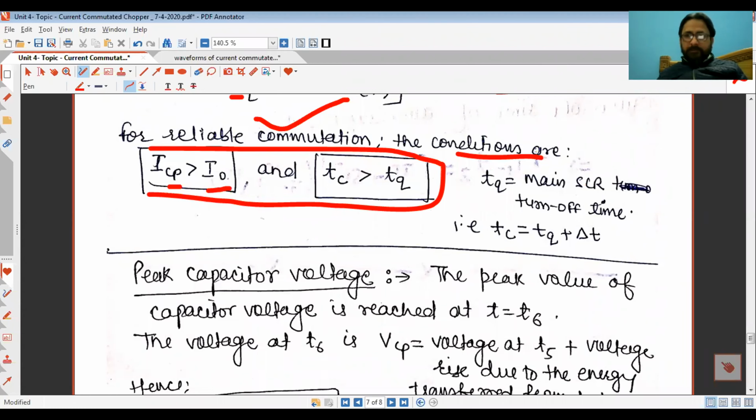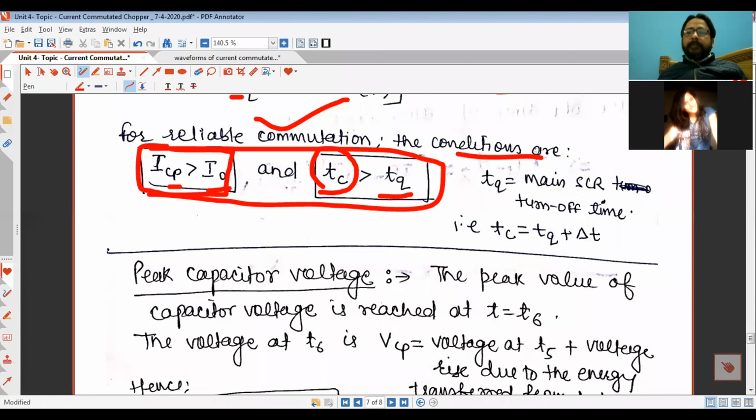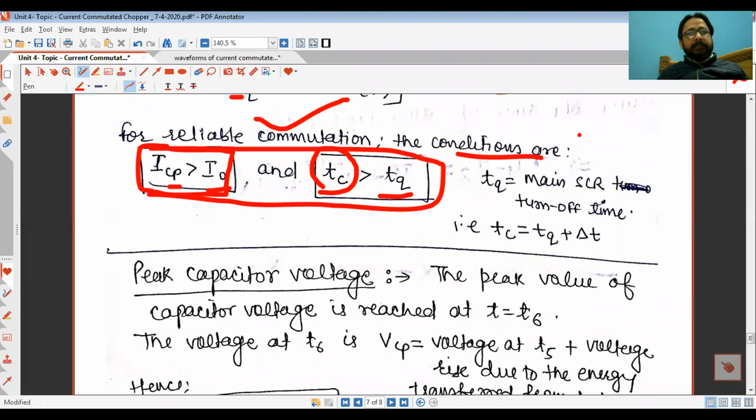So let us continue. Basically the two conditions which are required for reliable commutation are that the peak charging current should be greater than the load current, and the circuit turn off time should be greater than the commutation time of the main SCR. These two are different things basically. Circuit commutation time and SCR commutation time are different. So circuit commutation time should be greater than the SCR commutation time.